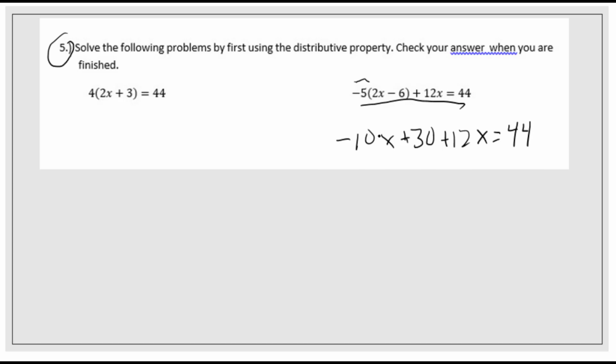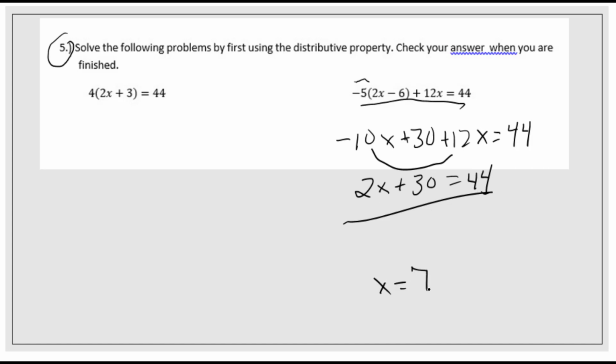Now I'm going to combine things that I can combine over here. I can't combine a negative 10x and 30 because they don't have the same unit, right? But I combine these two. And now I'll leave it for you. So the final answer, see if you can get it, is that.